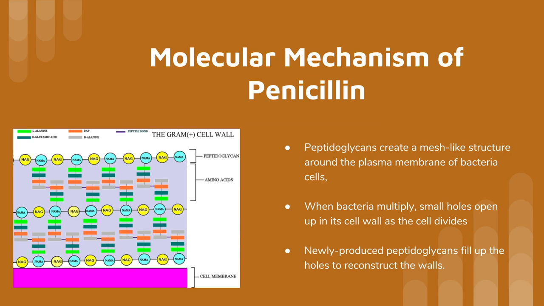So for the molecular mechanism of penicillin, as we said before, gram-positive bacteria possess a thick cell wall composed of a cellulose-like structure, sugar polymer covalently bound to short peptide units in layers, which we said was the peptidoglycan layer. So what peptidoglycans do is that they create a mesh-like structure around the plasma membrane of bacterial cells, which increases the strength of the cell walls. When bacteria multiply, small holes open up in its cell wall as the cell divides, with newly produced peptidoglycans filling up the holes to reconstruct the walls.